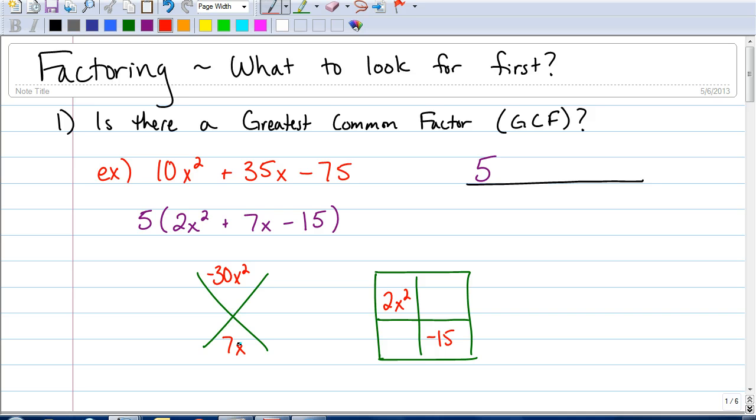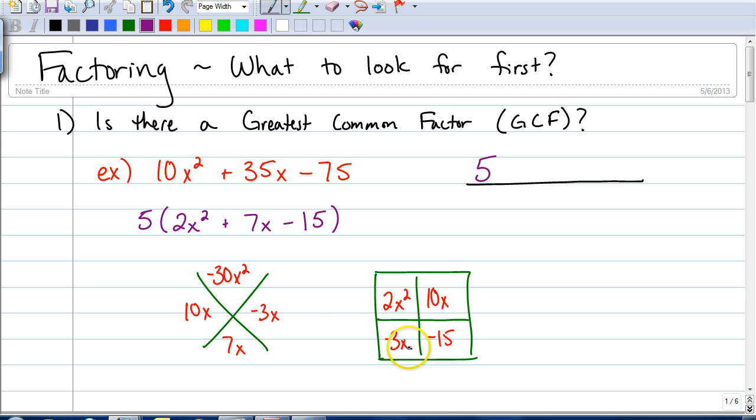So let's try some different numbers here, like 6 and 5, for example. Well, if I had 6x minus 5x, that would be 1x. So let's try 10 and 3. If I had a 10x and a negative 3x, sure enough, they multiply to be negative 30x squared. When I add them together, they give me 7x.